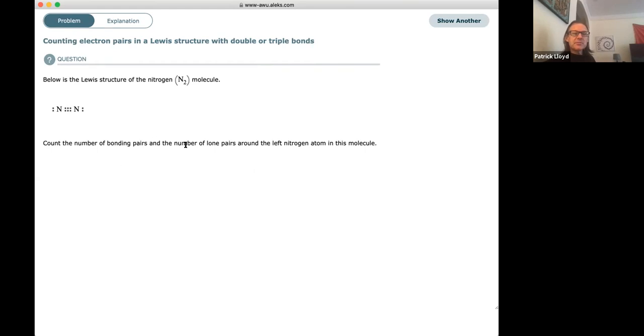Count the number of bonding pairs and number of lone pairs around the left nitrogen atom. So this one over here on the left. Well, there's 1 lone pair, and then there's 3 bonding pairs. Okay, so there you go. That's the counting of pairs of electrons.